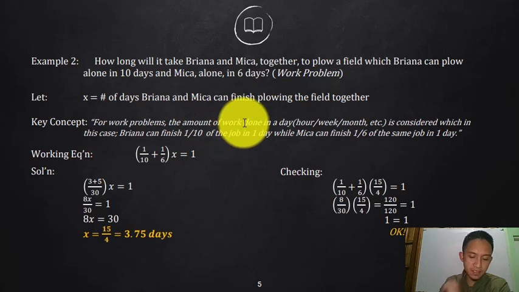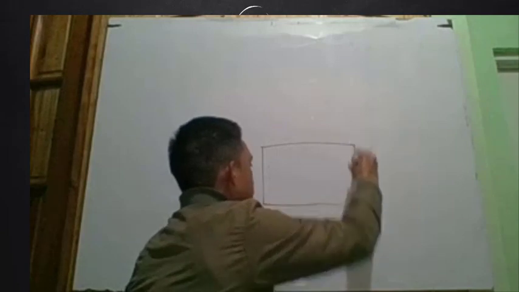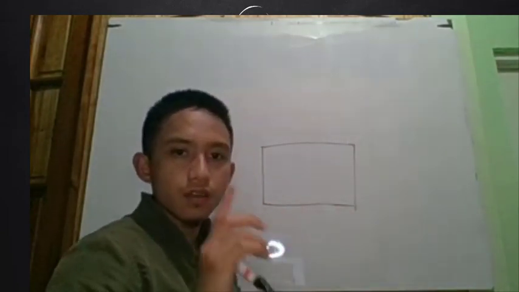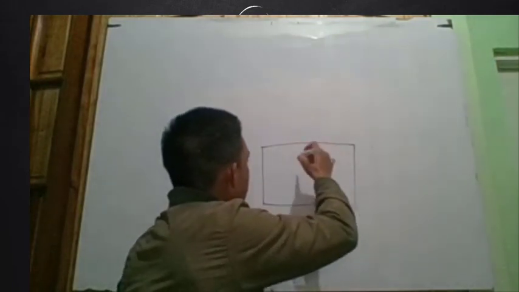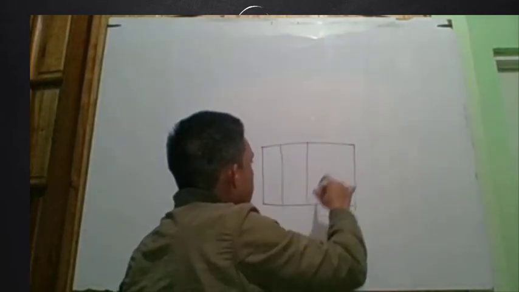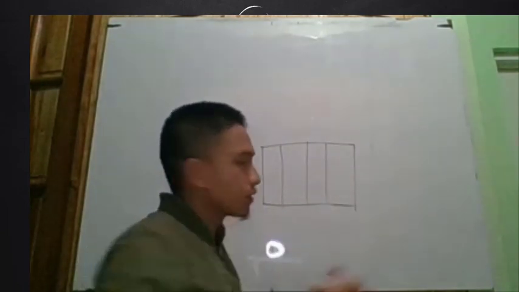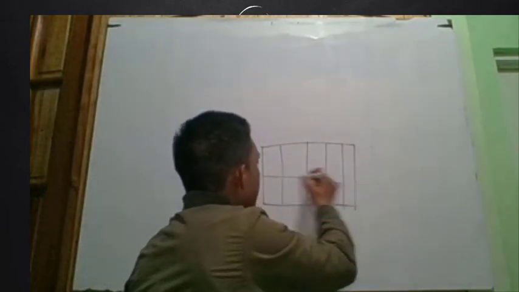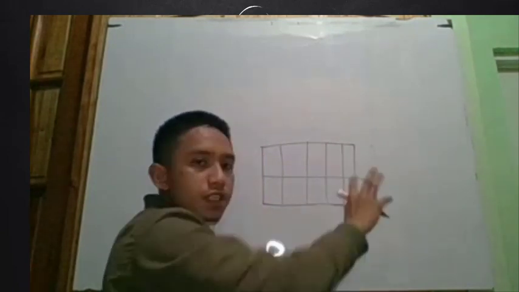Why? Go back to the problem. Let's say you have a complete field. I will draw you a figure for you to understand. Let's say this is the field. Brianna can finish that in 10 days. So it means, divide that by 10. Say 1, 2, 3, 4, 5, and then 6, 7, 8, 9, 10. These are equal. Let's say this is divided equally.